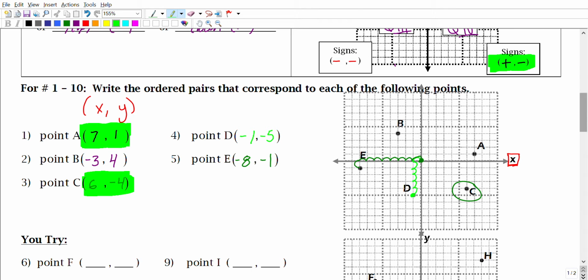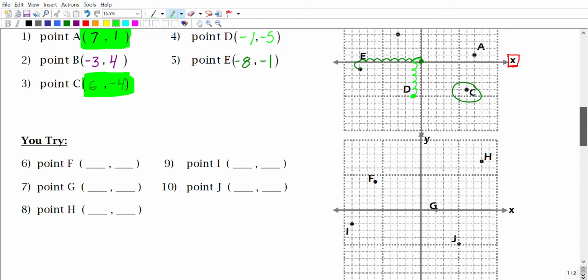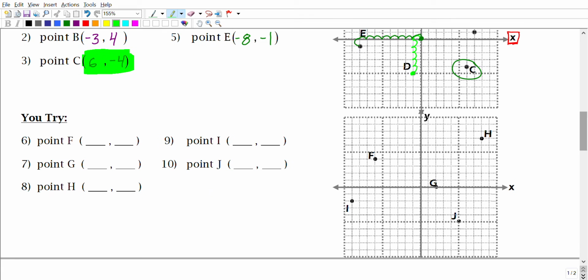All right, so what I want you guys to do right now is for numbers 6 through 10, so points F through J. I want you guys to actually pause the video, try it out on your own, write your ordered pairs, and then we'll come back to double check if you did it correctly.